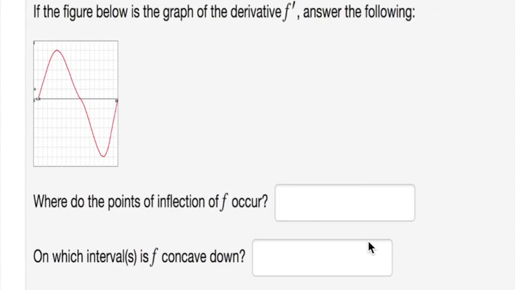I'm looking at the graph of the derivative f prime. So that's really crucial to recognize because that's going to change our interpretation of what's happening here pretty significantly. They're asking, where do the points of inflection of f occur? Now remember, an inflection point is where f of x changes concavity.